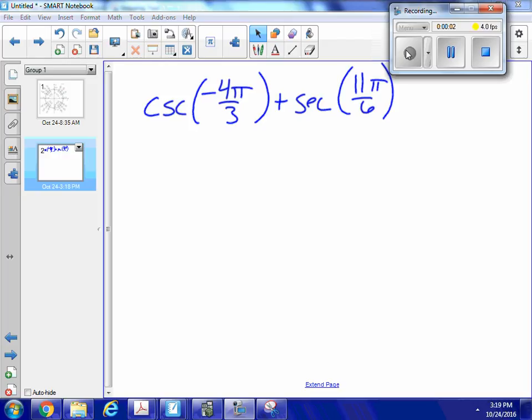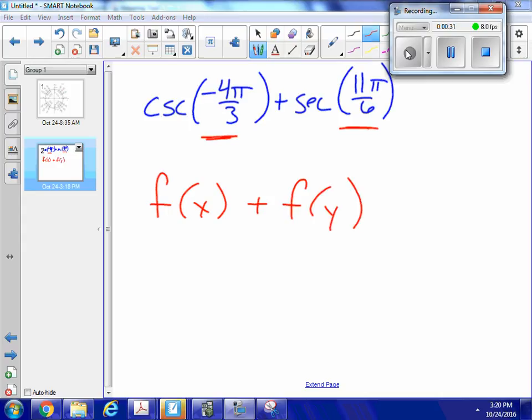This is a problem that kind of tests our understanding of what exactly is a trigonometric function, and then specifically, what are a couple of values of trigonometric functions. One of the first things to remember here is that this and this, these are the arguments of the trig functions. It's like if I had f of x plus f of y, well, let's not put a y here because that gets confusing. Let's put f of p.